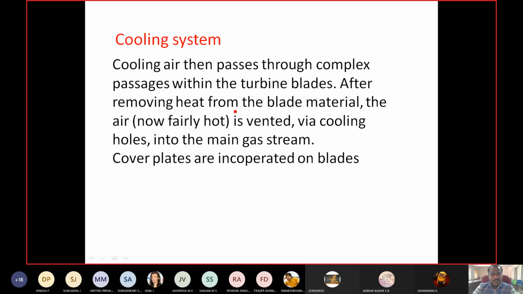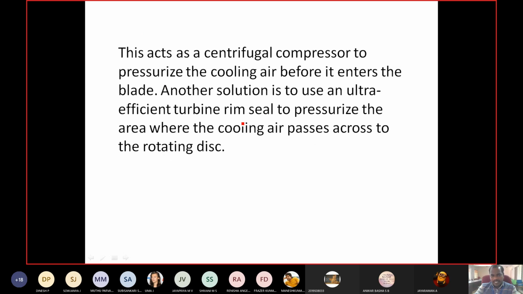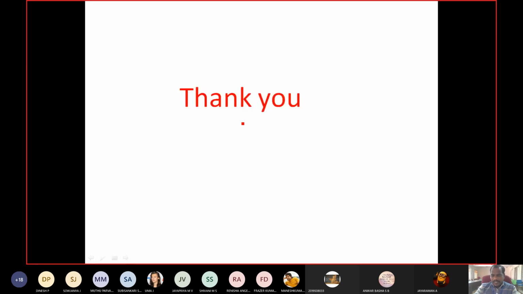Then we have the cooling system. So you know why we need cooling. Cooling air passes through complex passages within the turbine blades. After removing the heat from the blade materials, the air is vented via cooling holes into the main gas stream. Cover plates are incorporated on the blades. Blades will have a thin shape for the cooling system. This acts as a centrifugal compressor to pressurize the cooling air before it enters the blades. Another solution is to use an ultra efficient turbine rim seal to pressurize the area where the cooling air passes across the rotating disc. Then these are the components in jet propulsion.